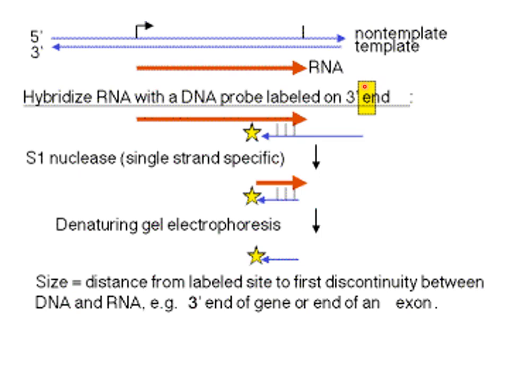Similarly, if you want to find the 3' end, you can do the same thing, but label the 3' end. Same thing, you treat it with S1 nuclease and run the gel. If you get the size from here to here, you find exactly how far the 3' end of the exon or the gene of interest is.